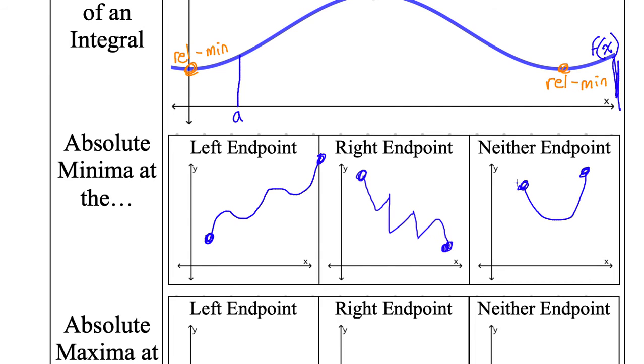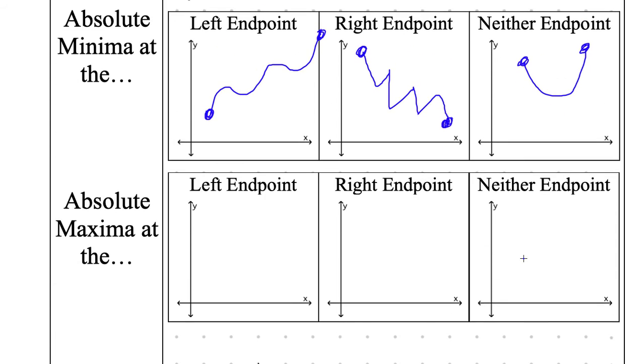Both these endpoints are relative maximum. Maybe that one's the absolute maximum. But the minimum is right here, and that does not happen at an endpoint. All right, try it again. You should be able to do this on your own now.